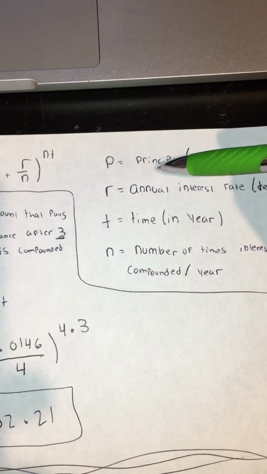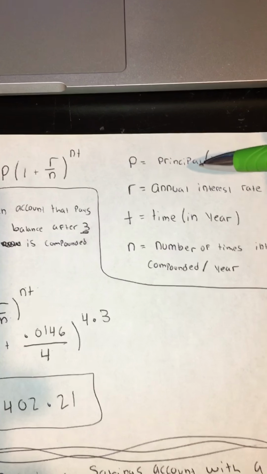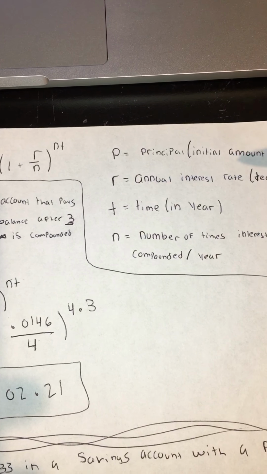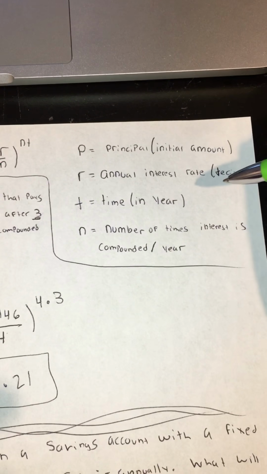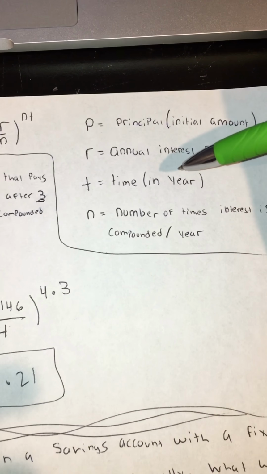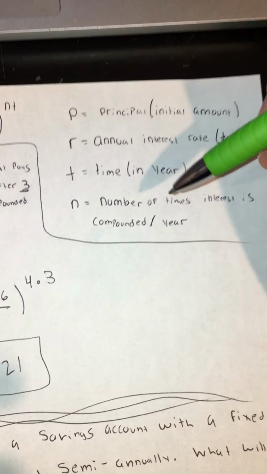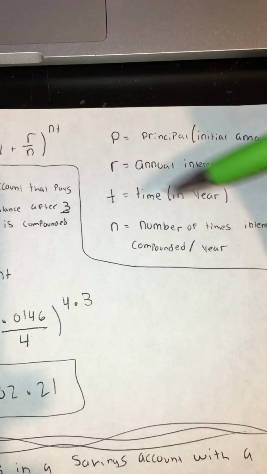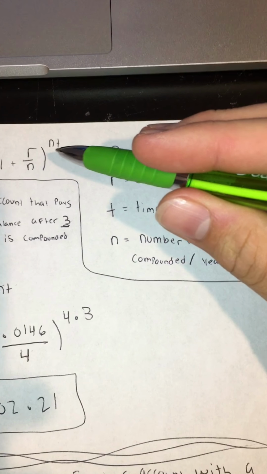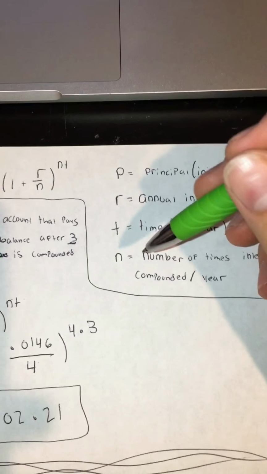So, P is the principal value or the initial amount. So right here, P is the initial amount. R is the annual interest rate in decimal form. That's very important to note that it has to be in decimal form. That's found right there in the equation. T is the time in years, also another thing to be very cognizant of, and that is found right over here. N is the number of times that interest is compounded per year, and that's found twice in the equation, one in the powers location and one being where it divides R.